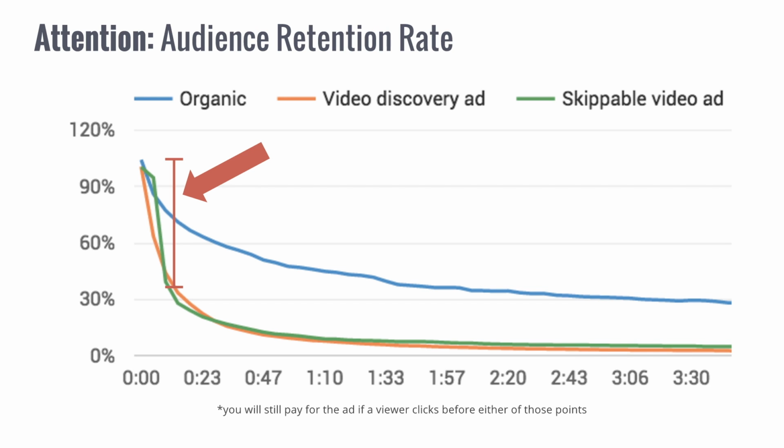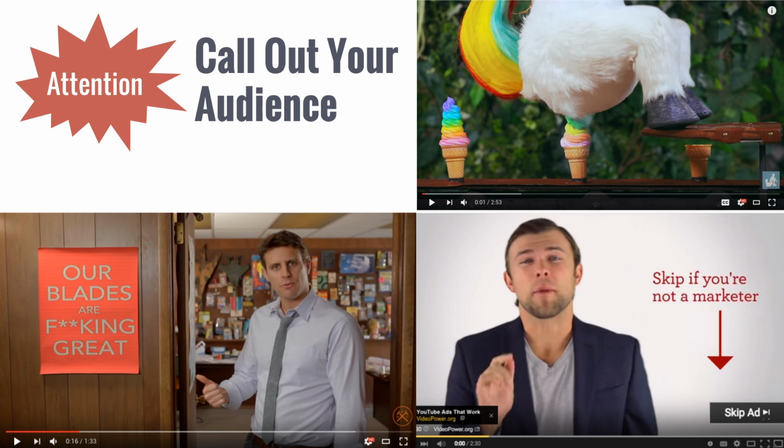I mean, look at this audience retention rate graph where 80% of the audience drops off within the first 15 seconds. So how do you get people's attention? It's simple. You want to call out your audience or do something that surprises them or shocks them. Like Squatty Potty did this with having a pooping unicorn. Right? What gets your attention more than a pooping unicorn? Or when Dollar Shave Club said our blades are effing great. That kind of gets people's attention.